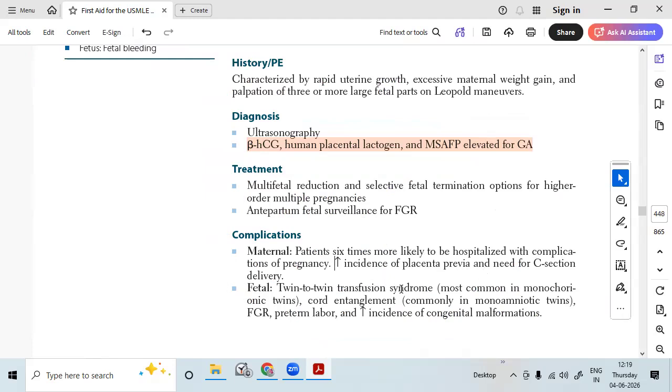Fetal twin to twin transfusion syndrome, most common in monochorionic twins. Cord entanglement, commonly in monoamniotic twins. Fetal growth retardation, preterm labor, and increased incidence of congenital malformation.